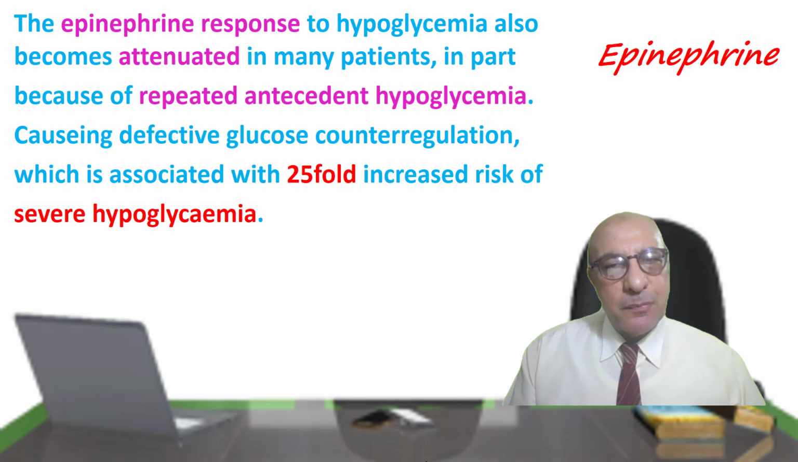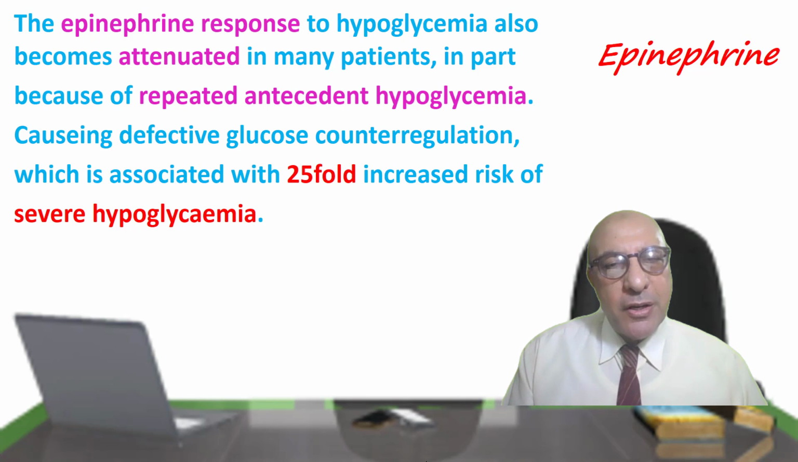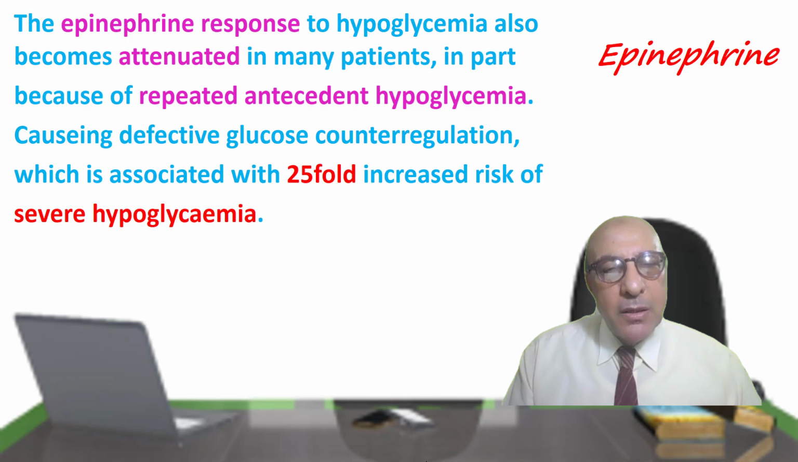How does it become defective? With repeated attacks of hypoglycemia, the threshold for release of epinephrine and norepinephrine becomes lowered more and more. For example, at 50 or 55 milligram percent of blood sugar in a normal person, sympathetic stimulation and adrenaline and noradrenaline are released. In a diabetic patient with repeated exposure to hypoglycemia, sympathetic stimulation will happen only at a level of 40 or 35. The threshold is getting down.